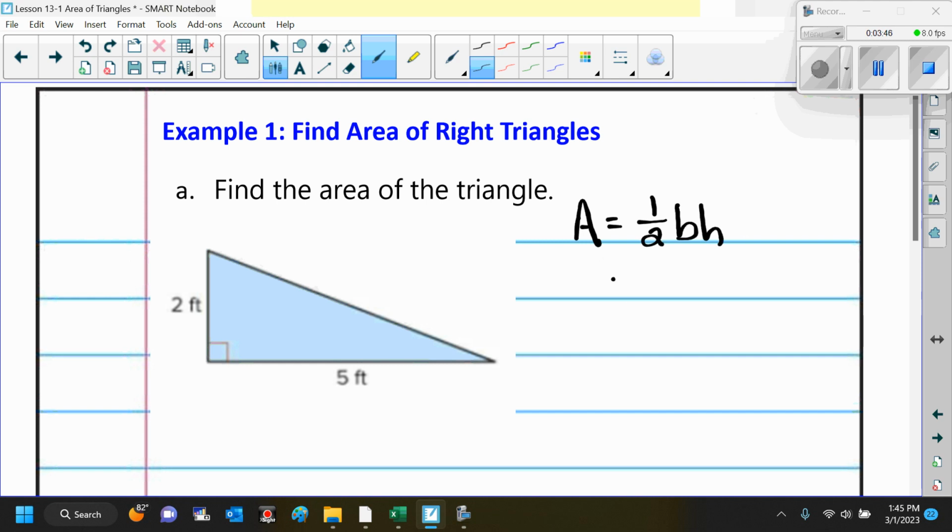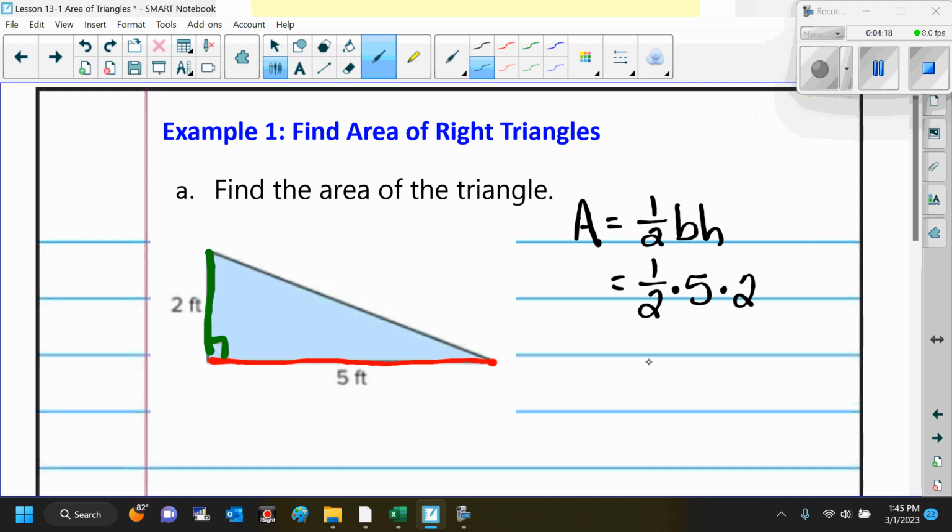Okay, now we can substitute. So we have, and of course the 1/2, you don't have to substitute anything, you just rewrite it. So 1/2 times the base. Of course, the base right there, that's going to be 5. So times 5 times the height. Remember, height drops down to a right angle, so this is the height too.